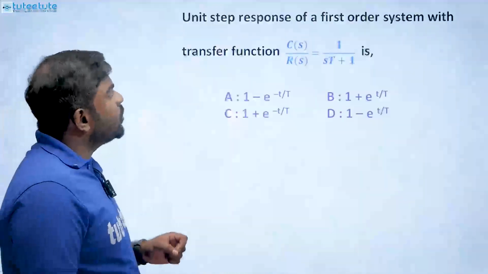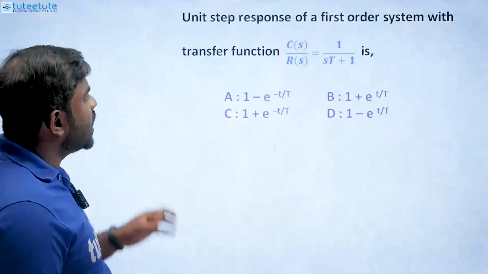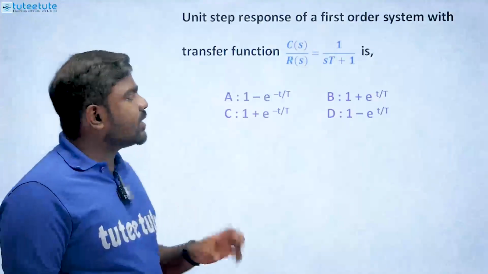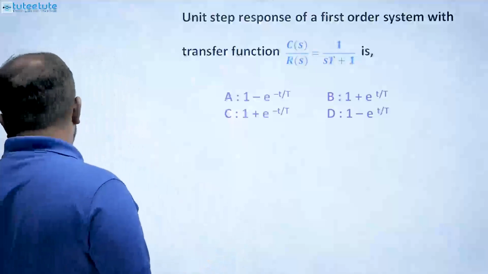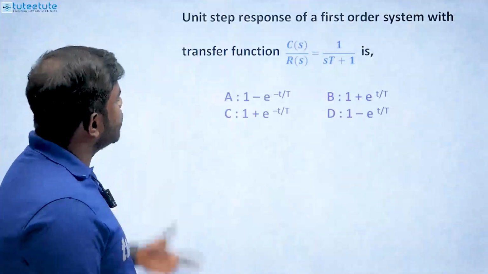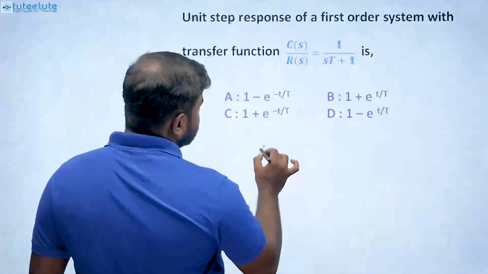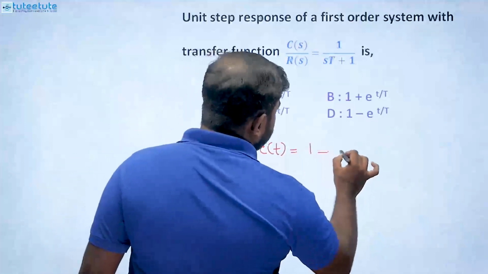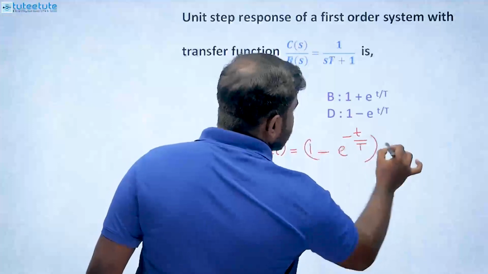First question: unit step response of a first order system with the transfer function C(s) divided by R(s) is equal to 1 divided by sT plus 1. So the same pattern which we have learned in the theory class, so you don't need to be worried about anything. Unit step response we have seen. So we got C(t) as 1 minus e raised to minus t by tau into u(t).